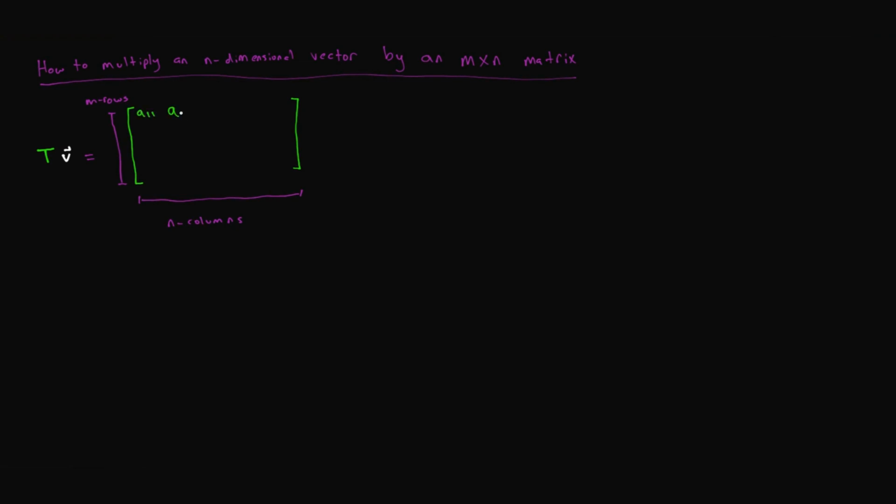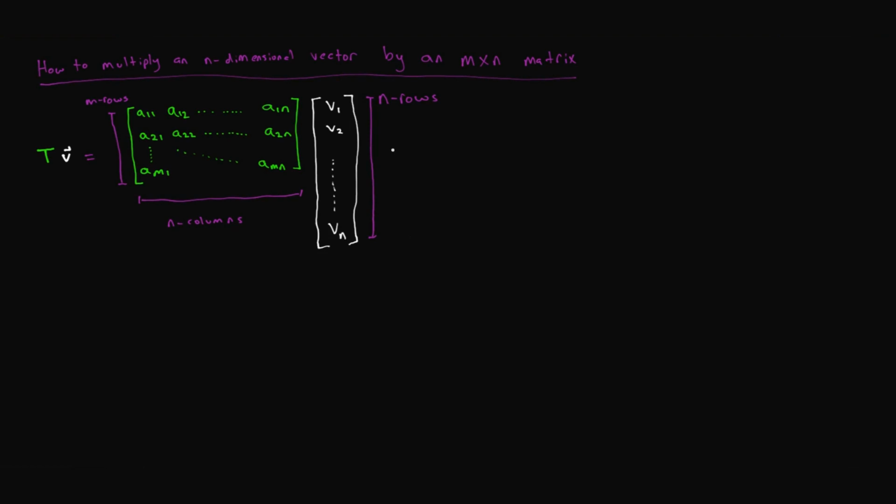Now let's look at general multiplication. In the general case, we need the number of columns of the matrix to match the number of rows of the vector. Otherwise, multiplication won't work. There's no restriction on the number of rows of the matrix, but this will just be the number of rows of the outputted vector.